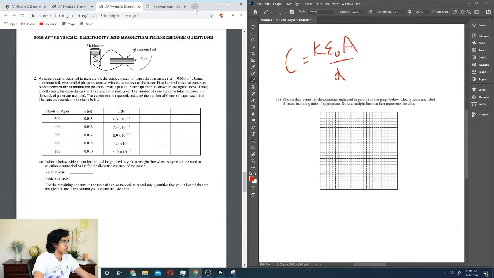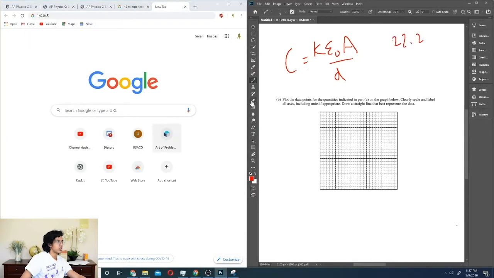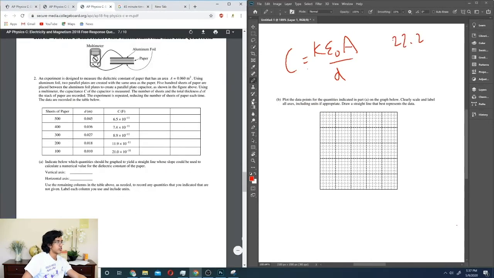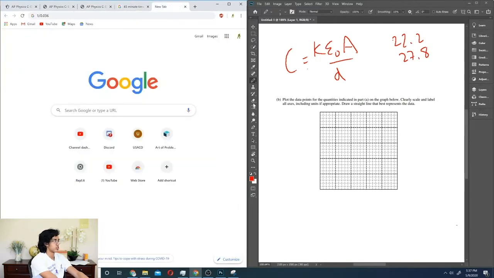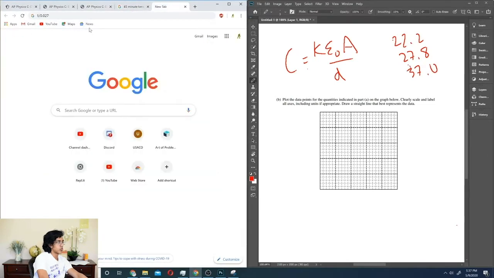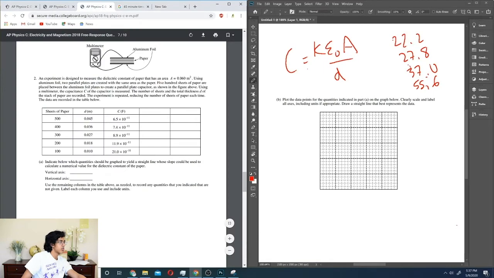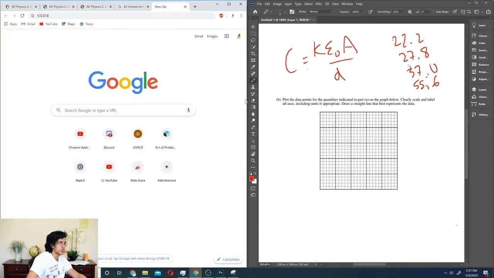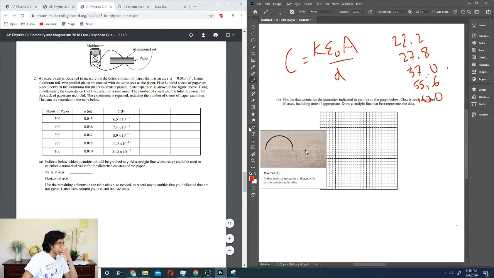Alright, so we need to take 1 over d for all of these d. So 1 over 0.045 is 22.2, and then 1 over 0.036 is 27.8, and then 1 over 0.027 is 37.0, 1 over 0.018 is 55.6, and then 1 over 0.01, which should just be 100. Okay. So now we have to graph this.